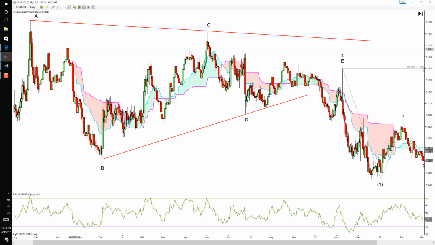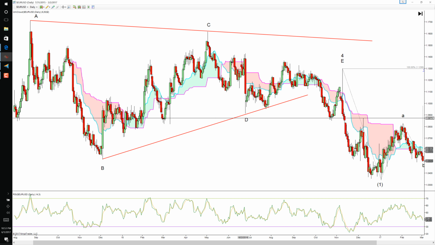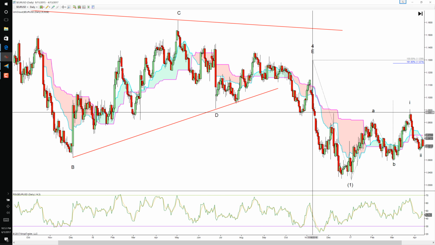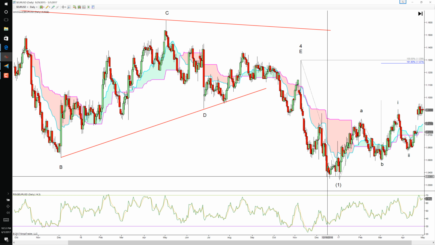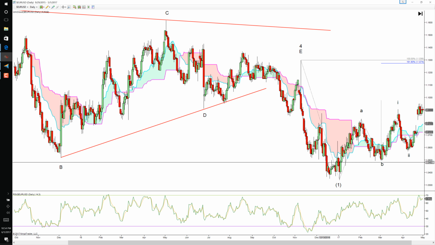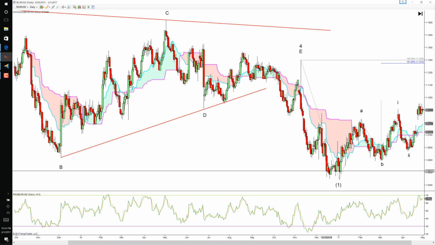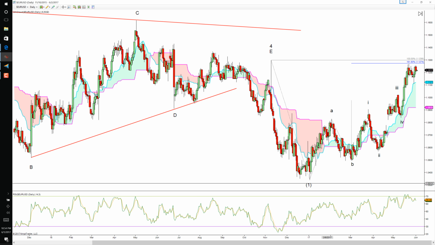This is the triangle towards the end. This is the A, this is the B, the C, the D, and then you have an A, B, C for E. Now you can clearly count 1, 2, 3, 4, 5 for 1. The 3 here is the largest, it's not the shortest. The 5 will be the shortest, so this is good to go. This will be the 1.